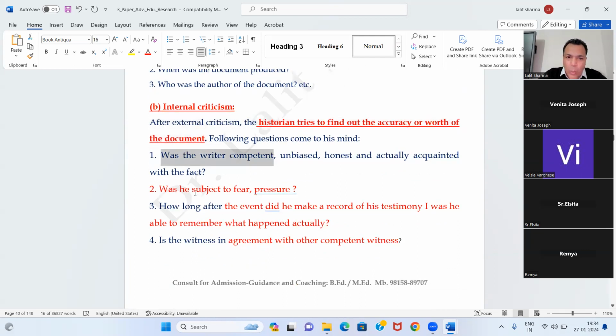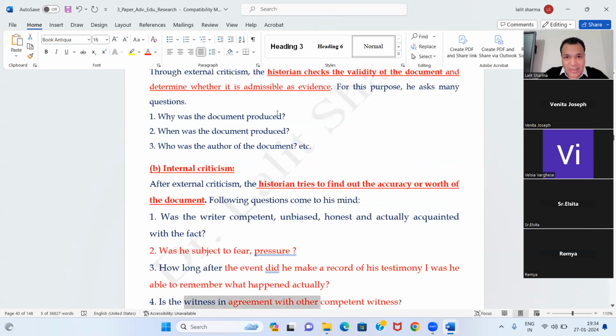Was the writer competent? Was the subject under fear or pressure? How long after the event did he make a record? Is this witness in agreement? So this is internal and external criticism.